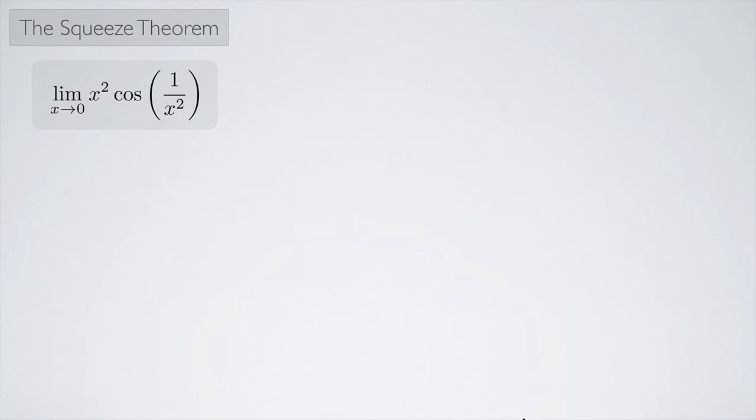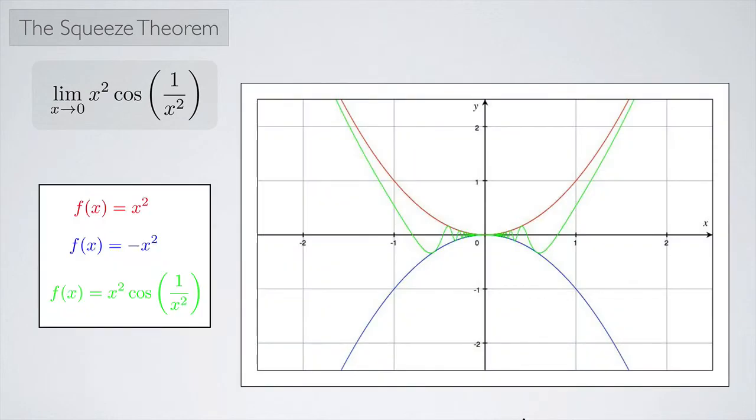If we look at this graphically, here is a graph that shows in red the function x squared, and in blue the function negative x squared, and then you can see in green the function we're interested in and how it's kind of trapped in between here. It's squeezed in between the other two functions right near 0. And so because of that property, that's what allows us to use the Squeeze Theorem to solve limits like this.